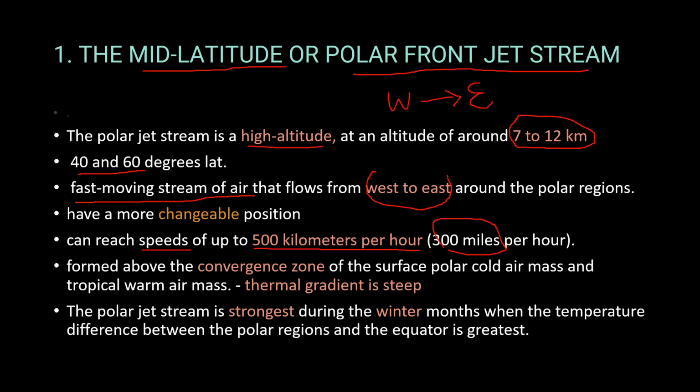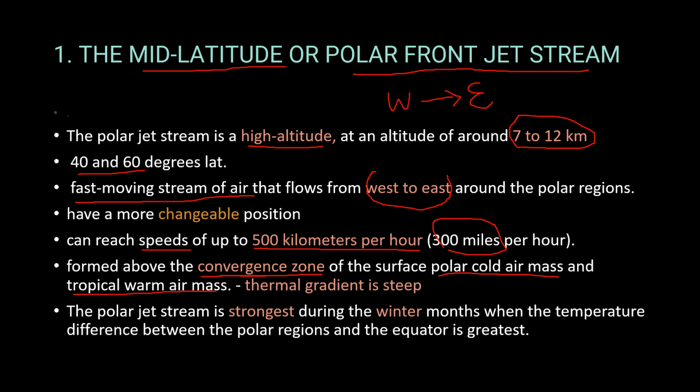Then these mid-latitude or polar jet streams are formed above the convergence zone. What do you mean by convergence zone? The polar region and subtropical region have two contrasting air masses, right? The polar region has polar cold air mass and the subtropical region has tropical warm air mass. These two regions have two different physical properties of air masses, so it is called convergence of air masses.